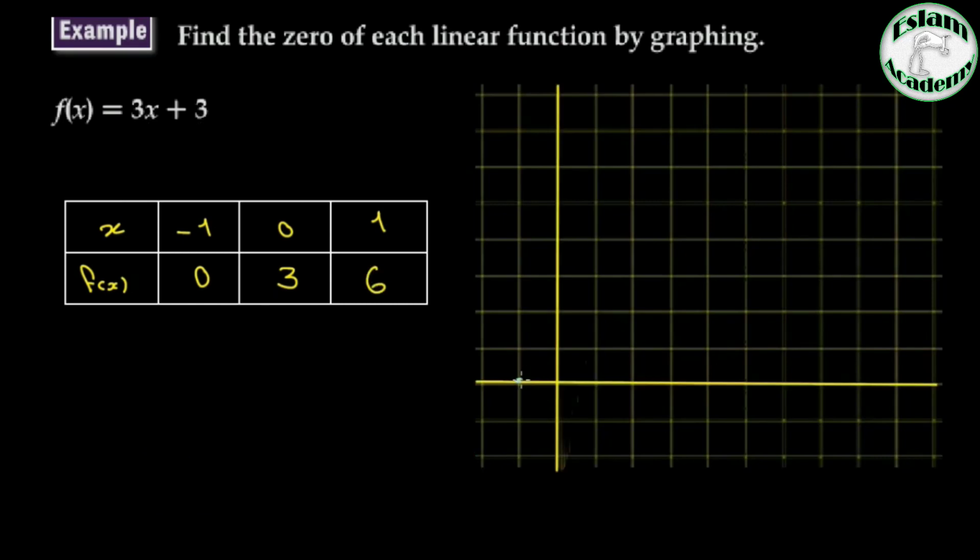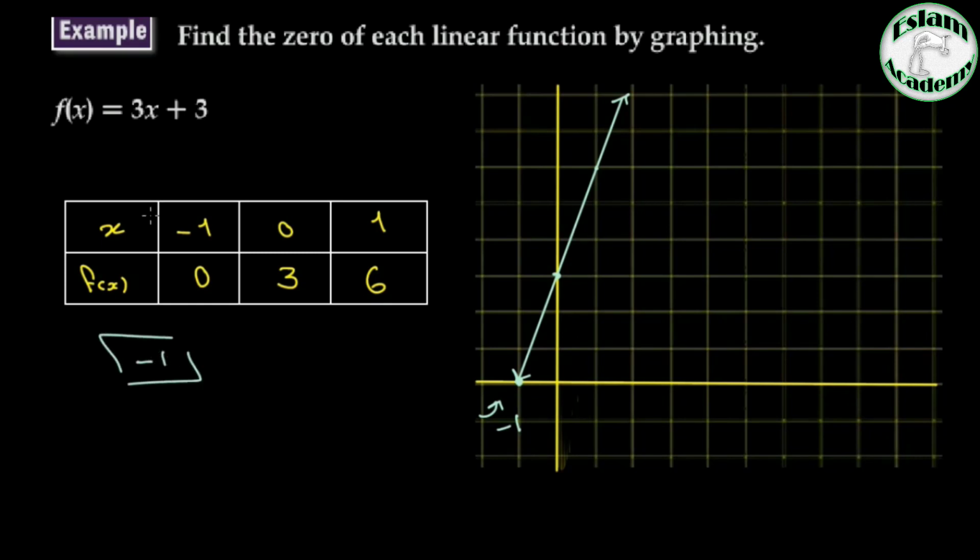The first point that we have is -1 and 0. The second is 0 and 3. The third is 1 and 6. Then we can graph the line. You will find that the line intersects with the x-axis at the point -1. So the zero of the function will be -1.